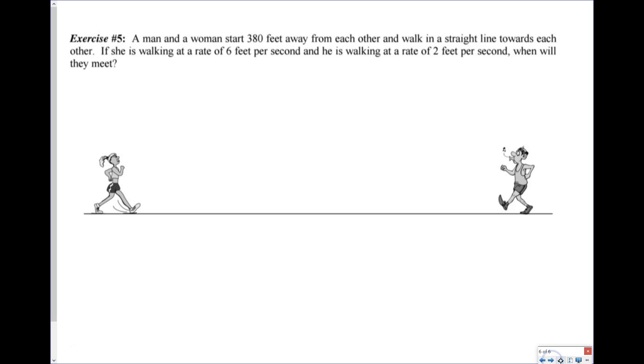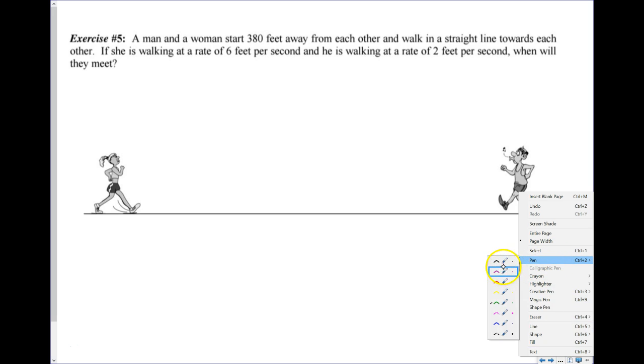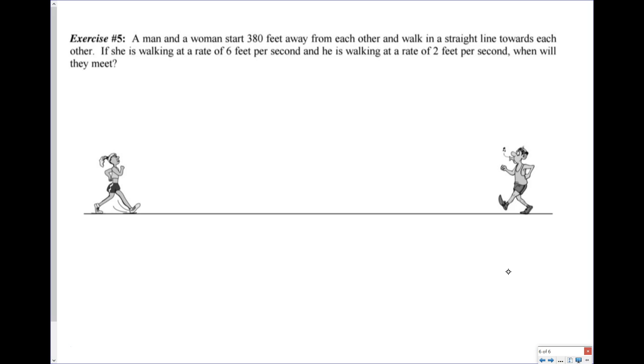Okay, last problem. A man and a woman start 380 feet away from each other and walk in a straight line towards each other. If she is walking at a rate of 6 feet per second and he is walking at a rate of 2 feet per second, when will they meet? There's a setup in this problem that's kind of tricky, but really important. This is a really key important part.